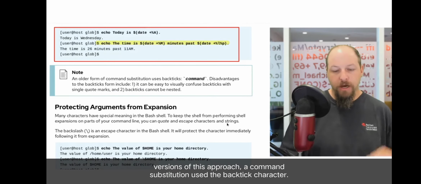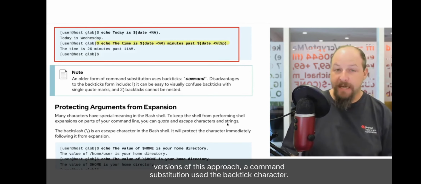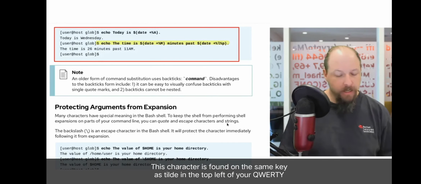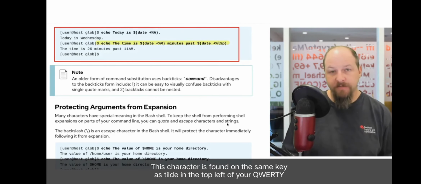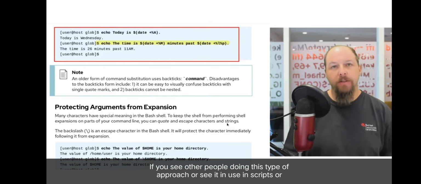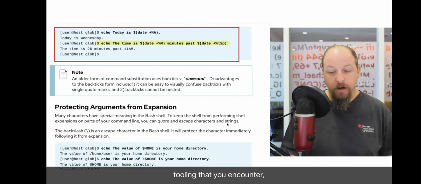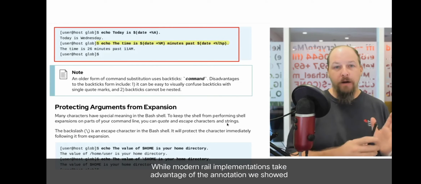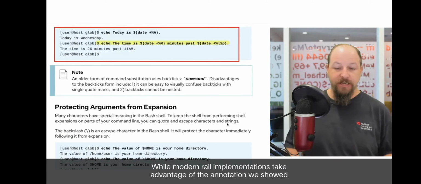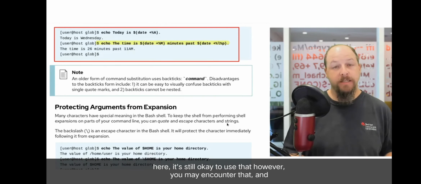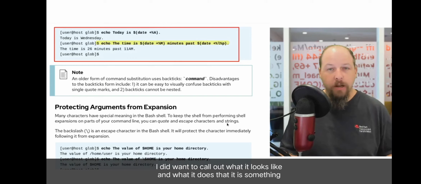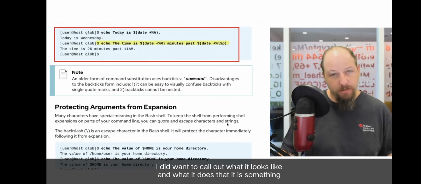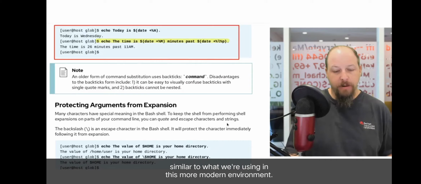previous versions of this approach, a command substitution used the backtick character. This character is found on the same key as tilde in the top left of your QWERTY keyboard. If you see other people doing this type of approach or see it in use in scripts or tooling that you encounter, know that that's just a previous way of doing the same type of substitution. While modern RHEL implementations take advantage of the annotation we showed here, it's still okay to use that. However, you may encounter that, and I did want to call out what it looks like and what it does, that it is something similar to what we're using in this more modern environment.